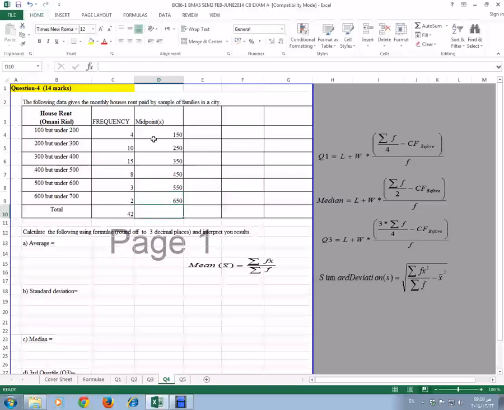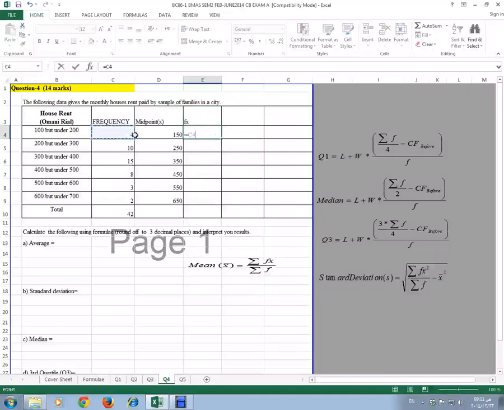Okay. Before going to the next step, just take time to check whether the value which you have is in the middle. So here 150 is the middle between 100 and 200. 250 is in the middle between 200 and 300. 350 is in the middle between 300 and 400. Also 450, 550, 650. So next is to find fx. According to the formula here, fx means that f multiplied by x.